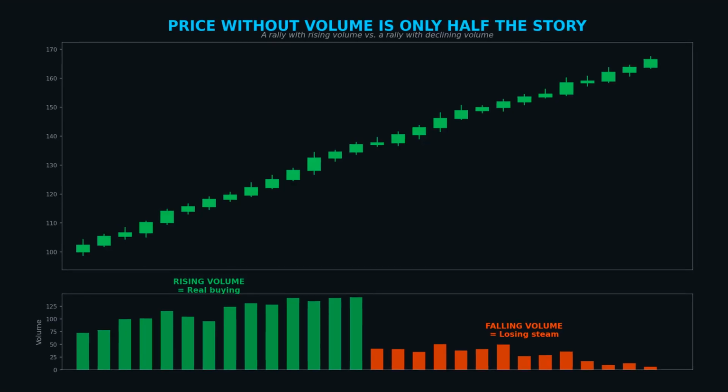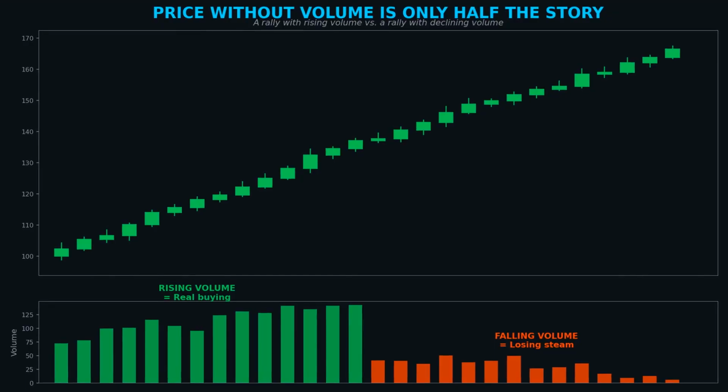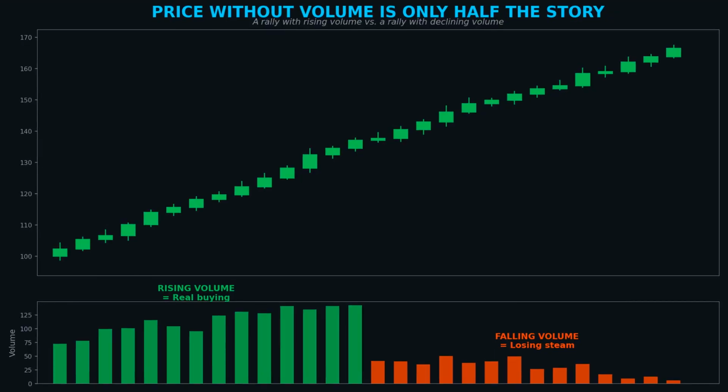Now let us look at what a volume bar actually looks like on a chart. Below every candle on your chart, there is a vertical bar. That bar represents the total number of shares traded during that candle's time period. Tall bar means lots of shares changed hands. Short bar means very few. It is that simple. But the question most beginners ask is, high compared to what? And that is the right question. Because 1,000,000 shares on Apple is a slow Tuesday, but 1,000,000 shares on a small-cap biotech stock is a once-a-year event. Volume is always relative.